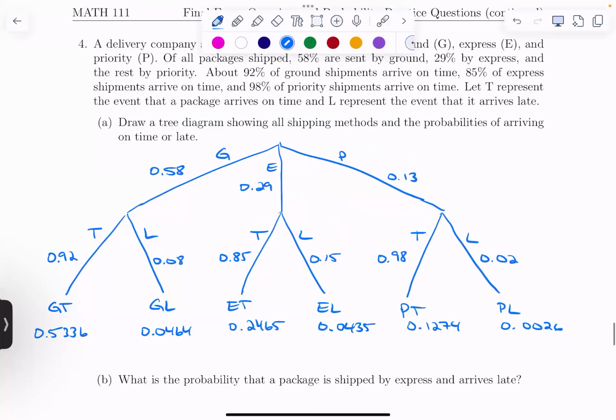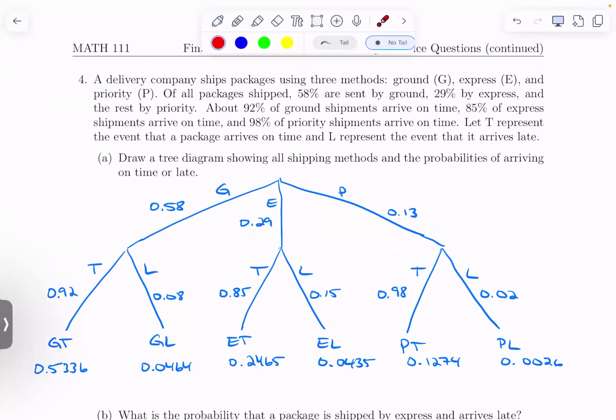So I went ahead and mapped out the tree so you don't have to watch me do it. But I do want to talk about why I mapped it out the way that I did. Because it might be hard to choose. If it's arriving on time or arriving late, it might be tempting to put those as your initial branches, and then do the ground, express or priority after that.